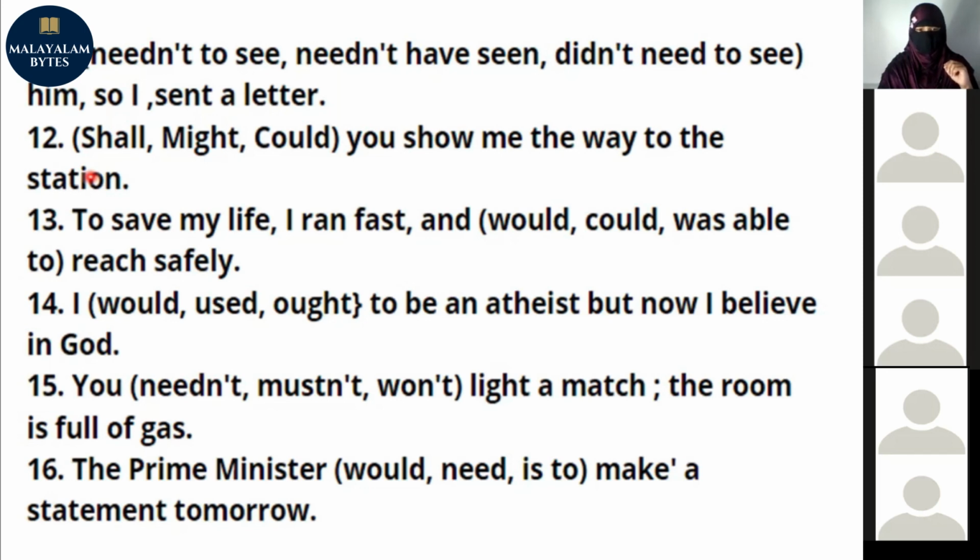Okay, number 16. The Prime Minister would make a statement tomorrow. Is would correct? Is to make a statement tomorrow. So is to is the correct answer here. Would make a statement tomorrow is a prediction, but instead of that, is to is more correct.